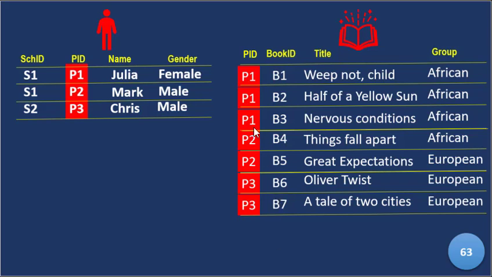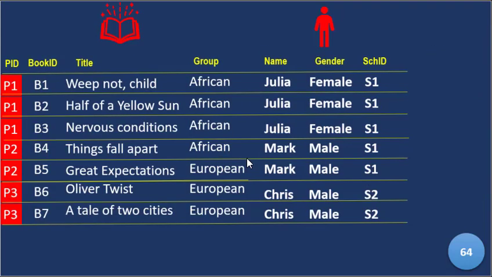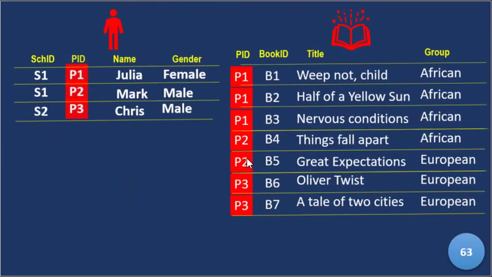So everywhere we have P1 will inherit Julia, female, and S1. Everywhere we have P2 will inherit Mark, male, and S2. Everywhere we have P3 will inherit Chris, male, and S2. So that is the critical thing. So let's just play the move now. Maybe too fast. So that's how it is.